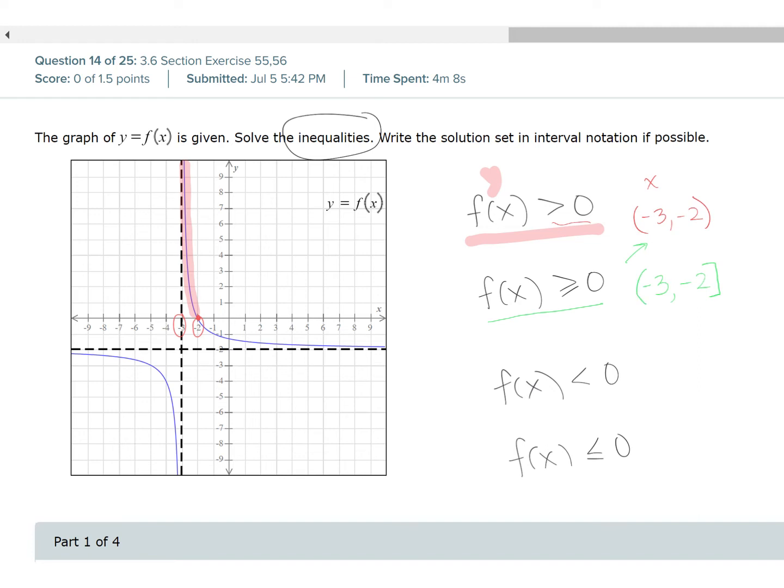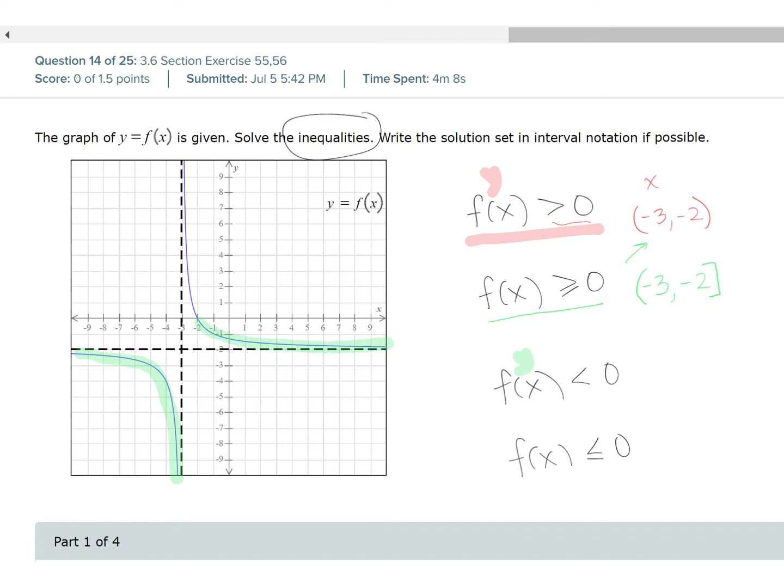For the next part, let's try and erase this. It wants us to know when we're less than 0. So when are our y values less than 0? That's everything that's down below the x-axis. And so in this picture, this whole section here is down below the x-axis, and this section here is also down below the x-axis.